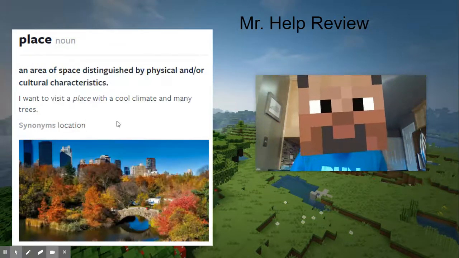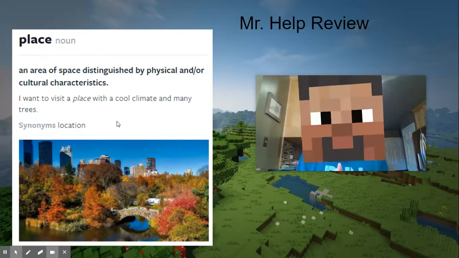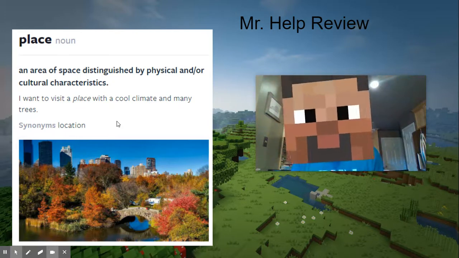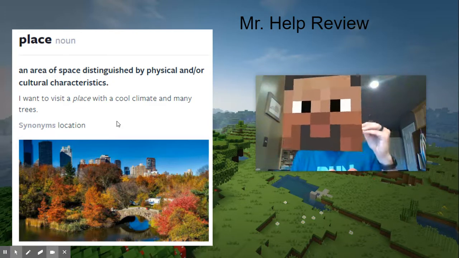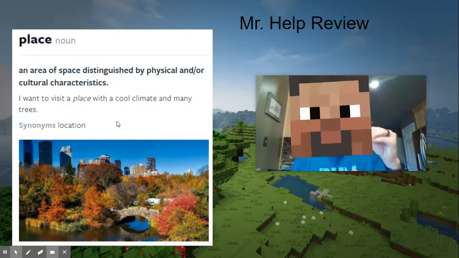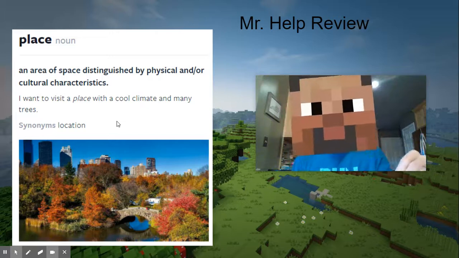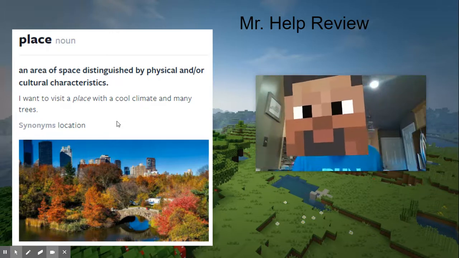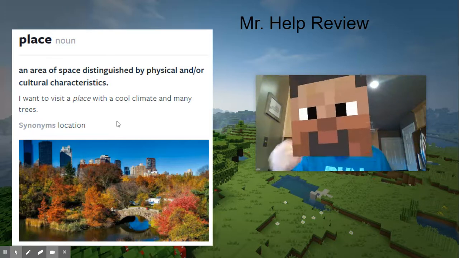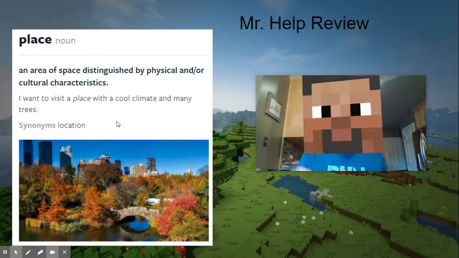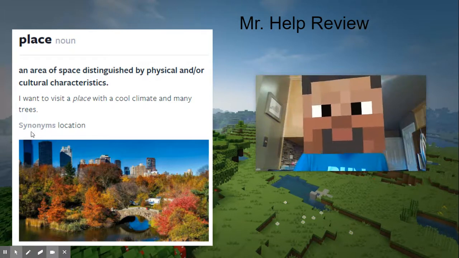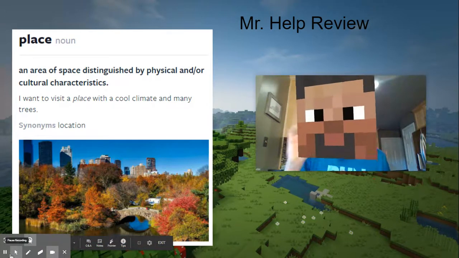And finally, our word place. So a place is an area of space distinguished by physical or cultural characteristics. So when we talked about a place, physical characteristics, we were talking about vegetation, animals, landforms. When we were talking about its cultural characteristics, we were talking about its language, its architecture, the clothing that people would wear, the food that they eat. That's their cultural characteristics.